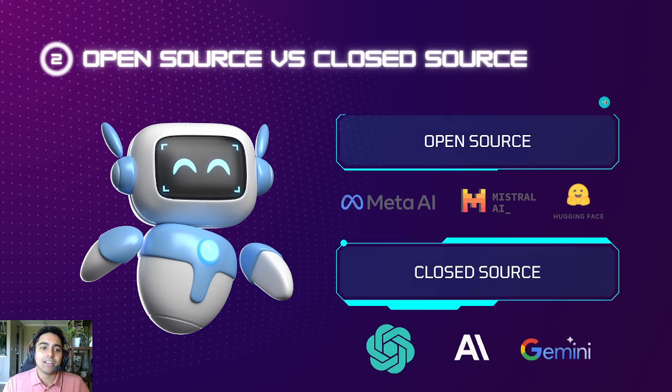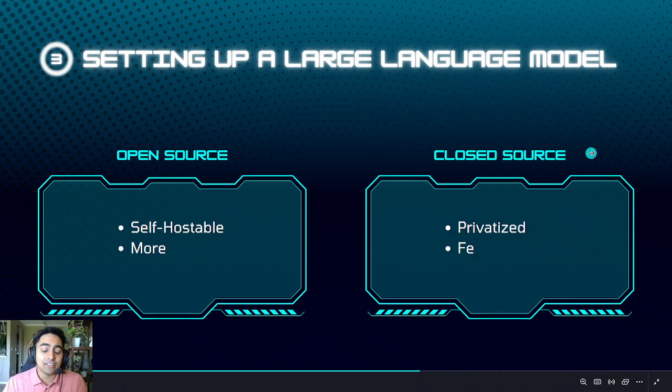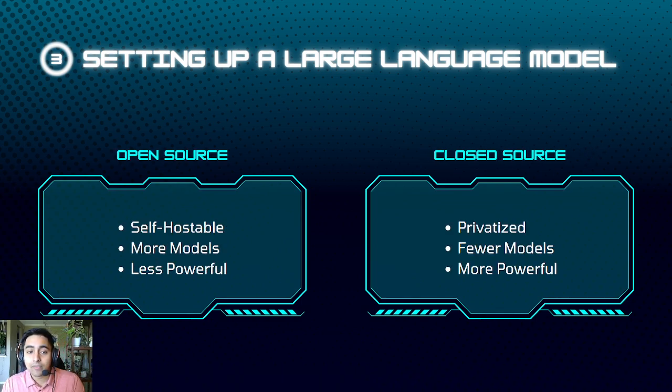All right, so now we need to talk about open source versus closed source. If you're thinking about a large language model, you need to know these two distinctions. Okay, so number one, open source models. Just know these are going to be less powerful, but you're going to have more variety to choose from, and they're self-hostable. That's the most important part. If you have the hardware to host them on, it's great because now you don't need to pay anyone else.